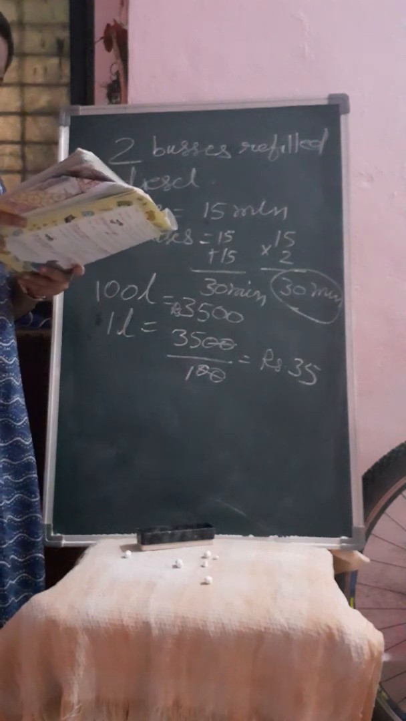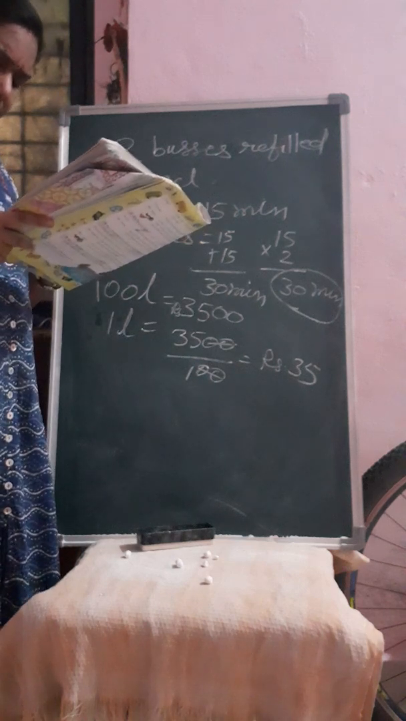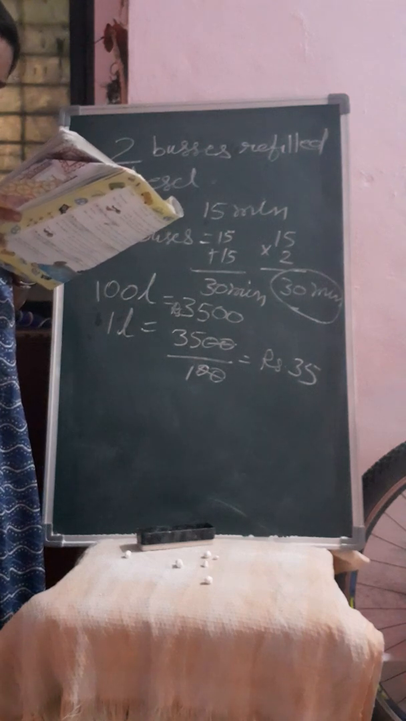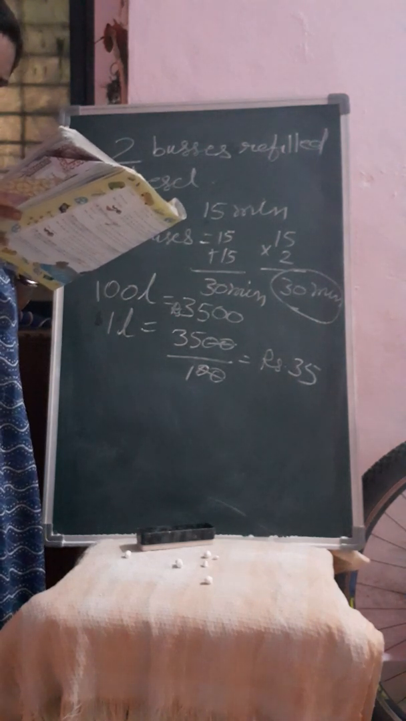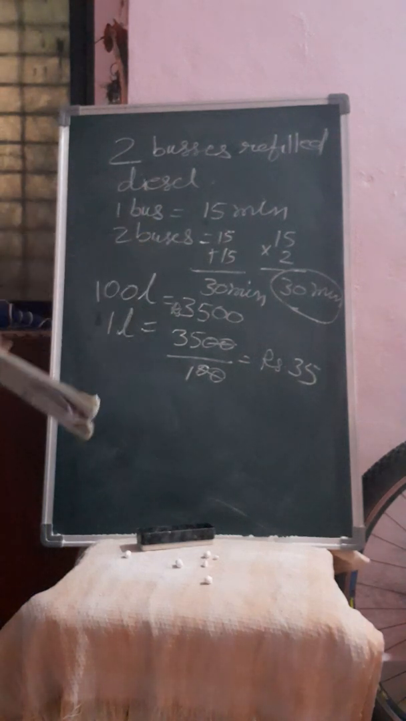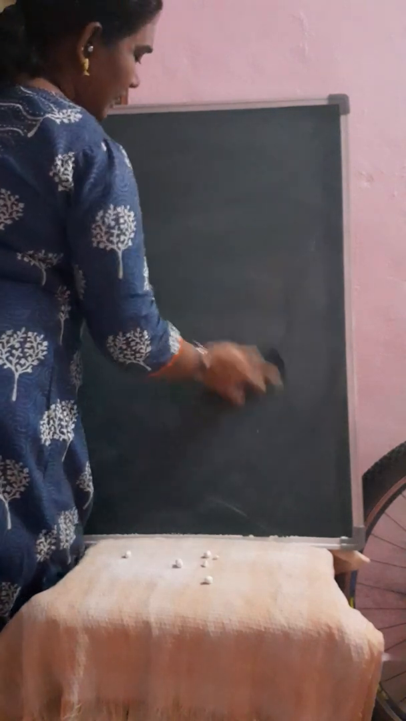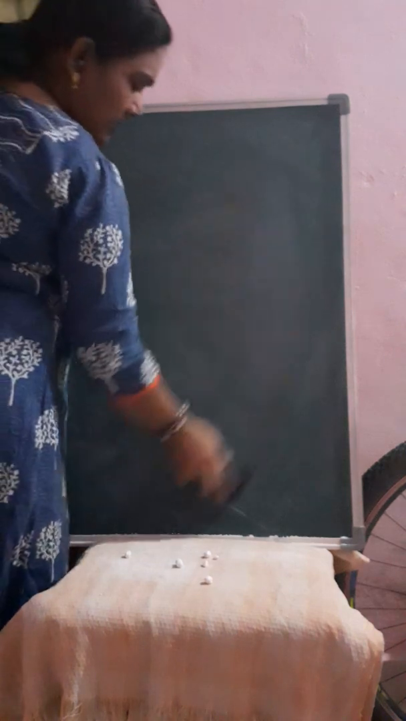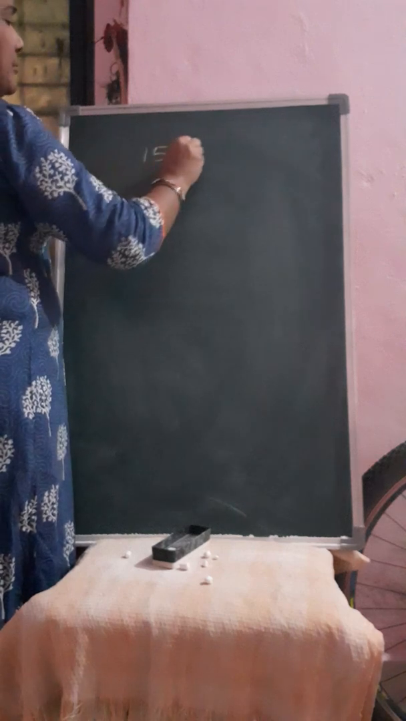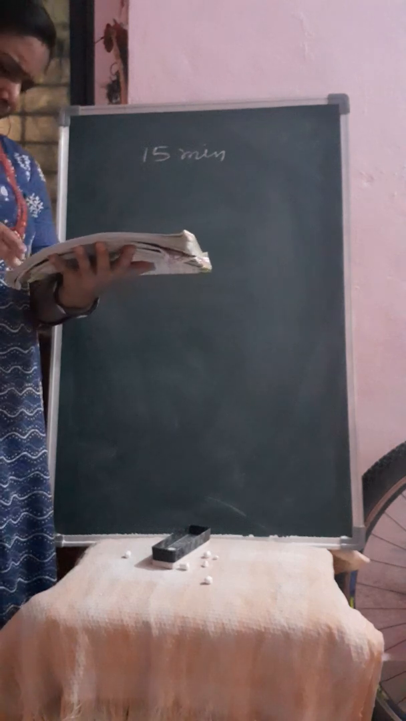Meanwhile, some children get down for the washroom. Aman went to the washroom near the petrol pump. He has taken as much time as the bus takes to refill the diesel in one bus. So in one bus, how much time did it take to refill the diesel? 15 minutes. The same 15 minutes Aman also took for coming back from the washroom. Okay.